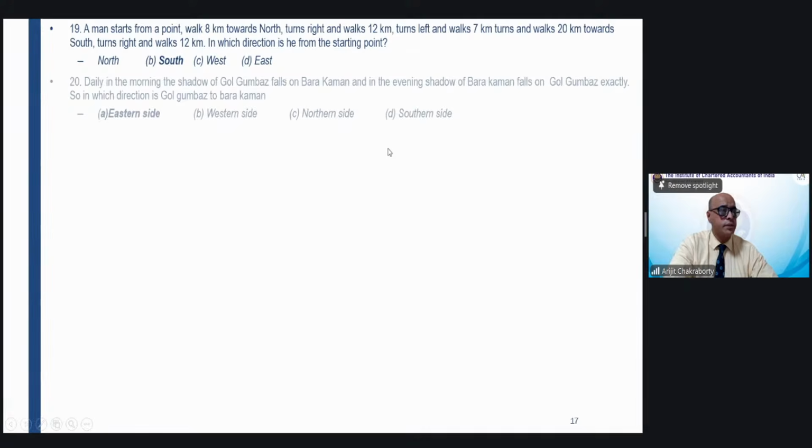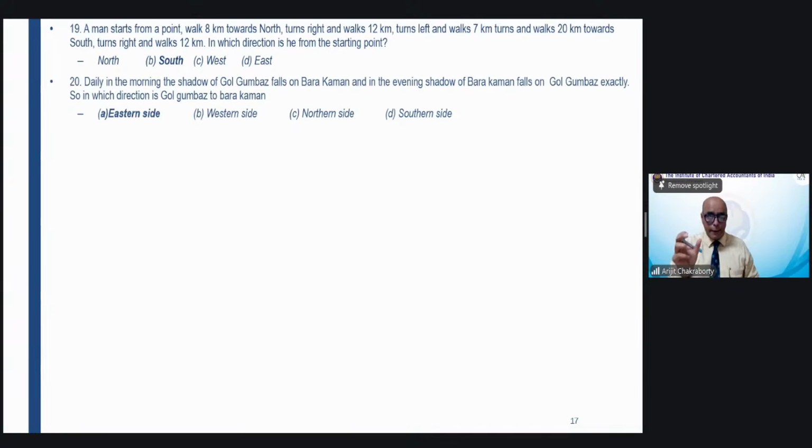Now we take question number 20. Daily in the morning, achha, this is a classic question. Daily in the morning, the shadow of Gol Gumbaz falls on Barakaman, and in the evening, shadow of Barakaman falls on Gol Gumbaz exactly. In which direction is Gol Gumbaz to Barakaman? Beautiful. So in the morning, you see the sun is rising from the east, and therefore the shadow of Gol Gumbaz falls on Barakaman. So Gol Gumbaz ka shadow is falling on the Bada Kaman. Gol Gumbaz, GG, let us call it.